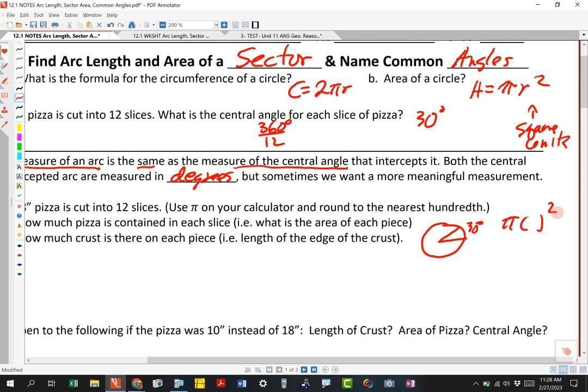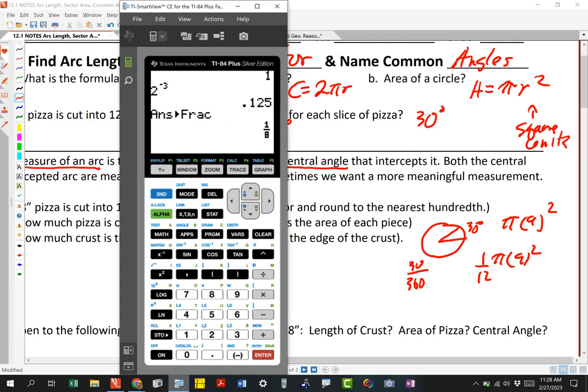What's r, Wilson? 9. R is 9. Very good. Okay. And then we're going to do 1/12 of it because that's 1/12 of the whole pizza, right? The 30 degrees. So this is going to be pi and 9 squared. So I'm going to pull up my calculator.